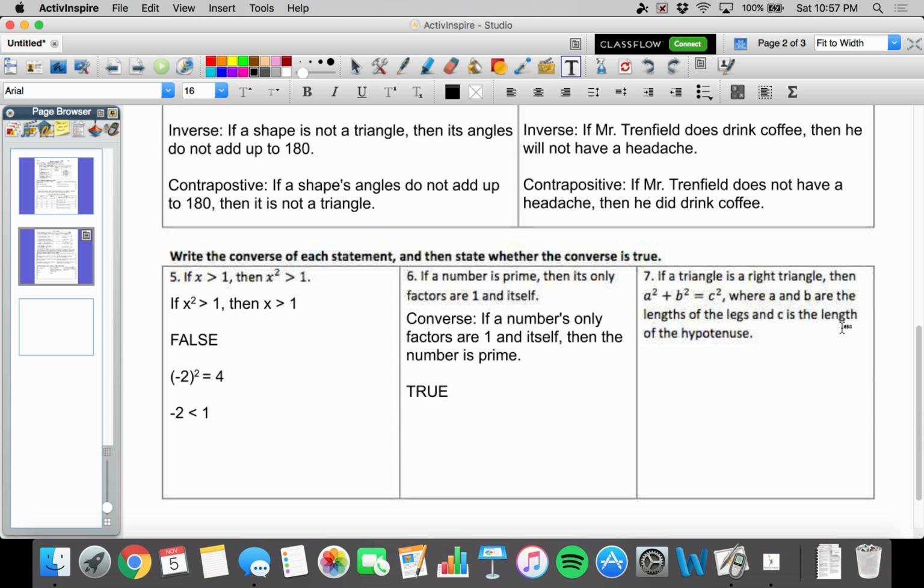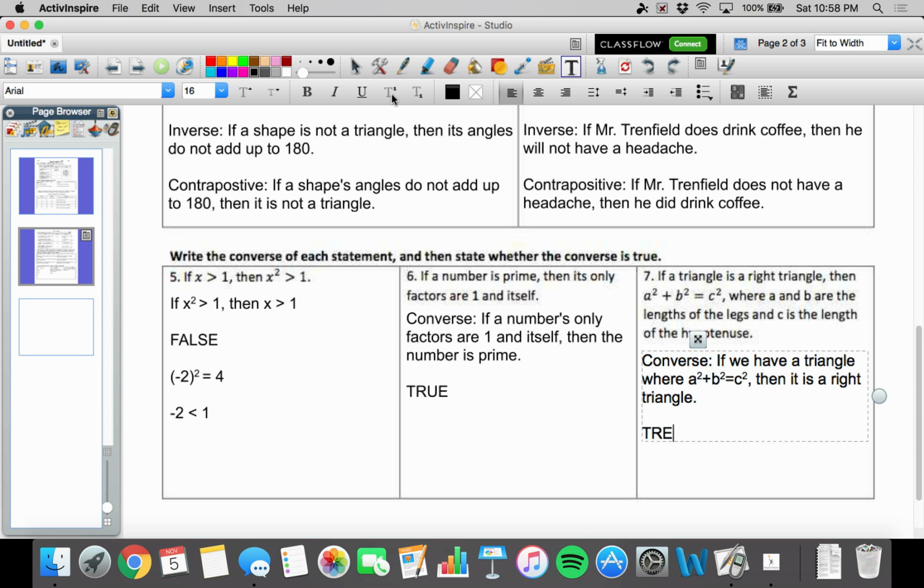So if a triangle is a right triangle, then a squared plus b squared equals c squared, where a and b are the lengths of the legs, and c is the length of the hypotenuse. So this is the Pythagorean theorem, of course. The converse of the Pythagorean theorem would be if we have a triangle where a squared plus b squared equals c squared, then it is a right triangle. And this statement is true.